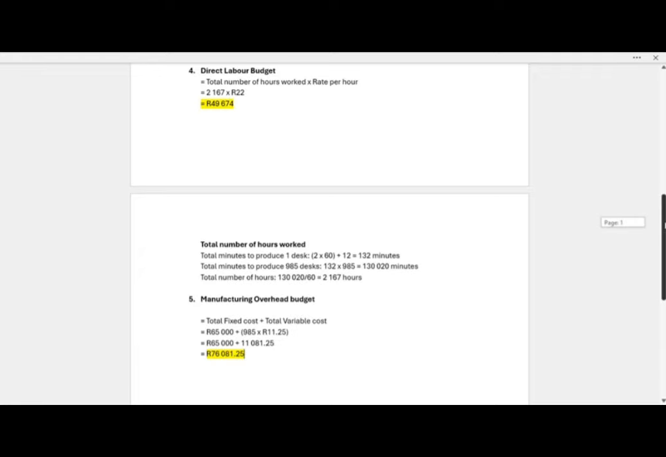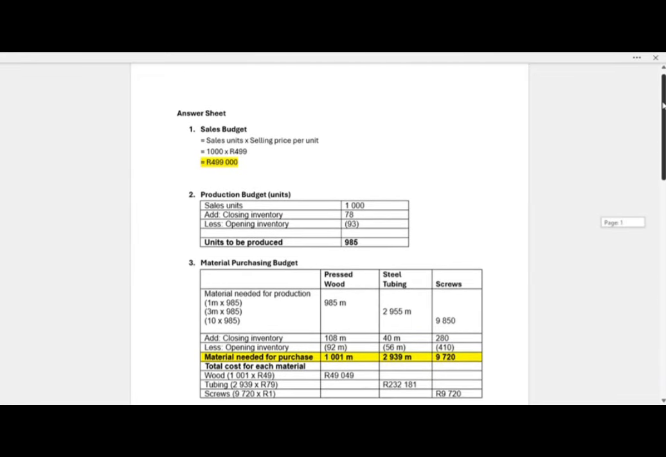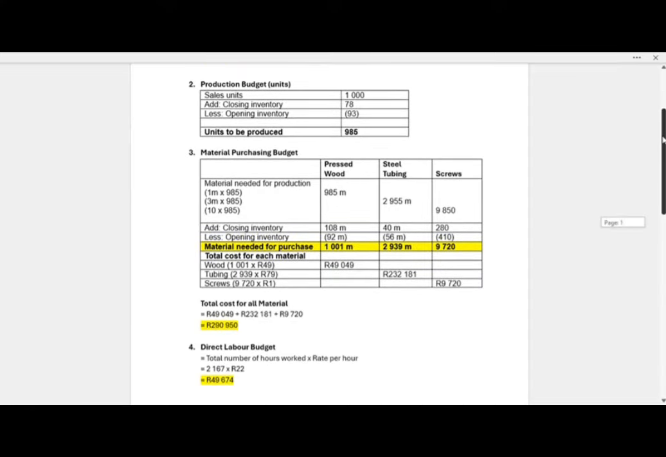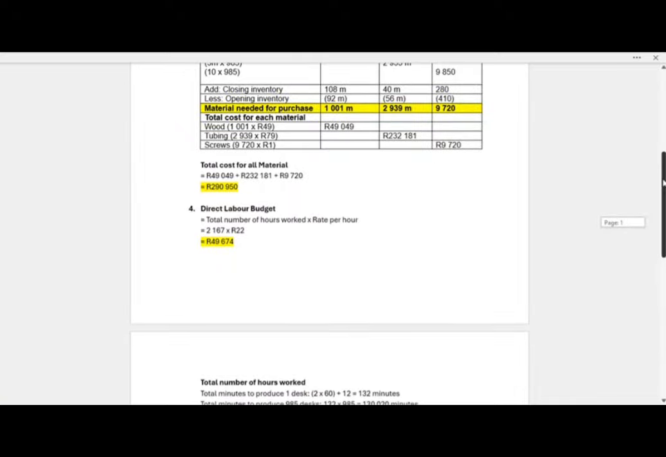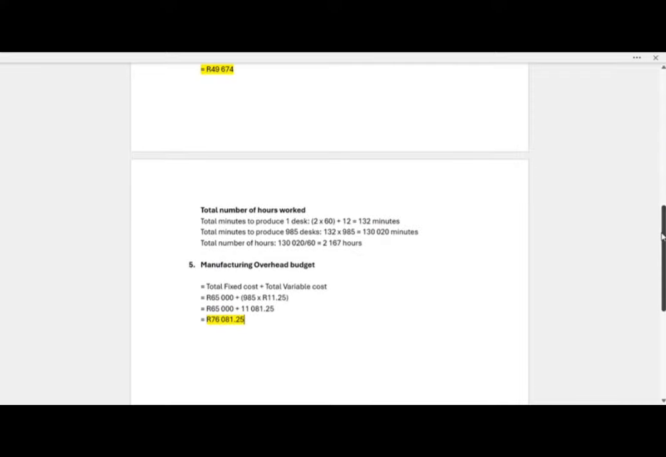So these are your budgets: the sales budget, the production budget, the raw material purchasing budget, the direct labor budget, and the manufacturing overheads budget, and we are done.